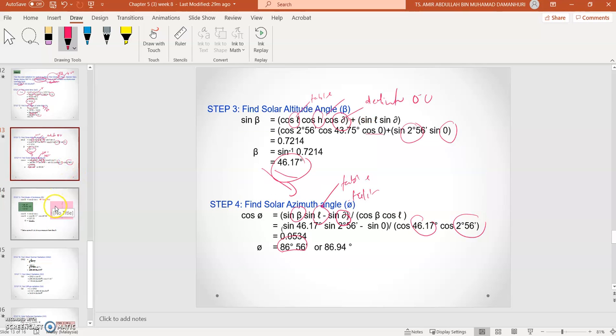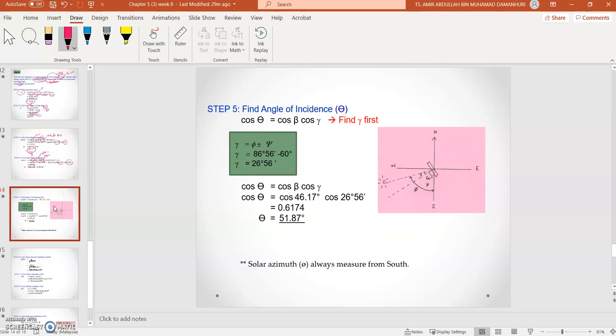After we finish the solar azimuth angle, next we calculate the angle of incidence. The formula is cos theta equals cos beta, from the previous calculation of beta, times cos gamma. So we have to find the gamma value first. The phi value is 86.56, and then plus or minus the lambda value of 60. As usual, we calculate from the south value. This is evening, so we calculate from here to here.